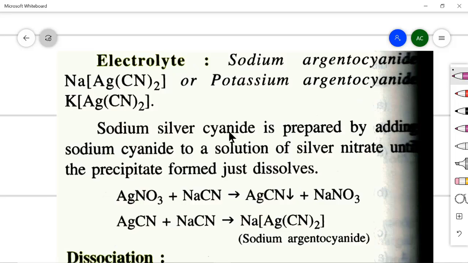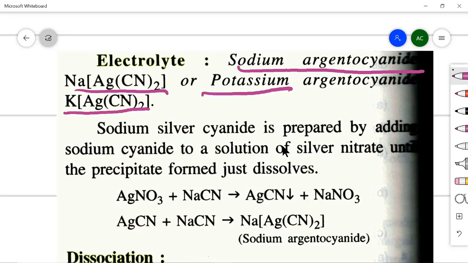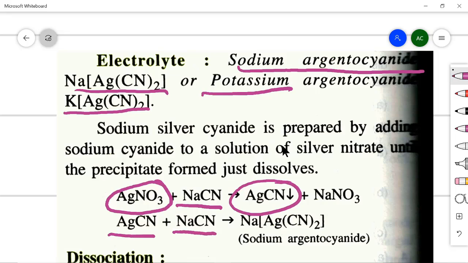Okay, so these are the things which you have to remember. First of all, what is the electrolyte used in this reaction? The electrolyte is sodium argentocyanide. The formula is NaAg(CN)2. Potassium can also be used in place of sodium here, so it will be potassium argentocyanide. This is known as double cyanide. And how is it produced? It is produced by adding silver nitrate to sodium cyanide, and when we get silver cyanide, we again add this silver cyanide to sodium cyanide, and then we get this double cyanide, sodium argentocyanide, which you have to remember.